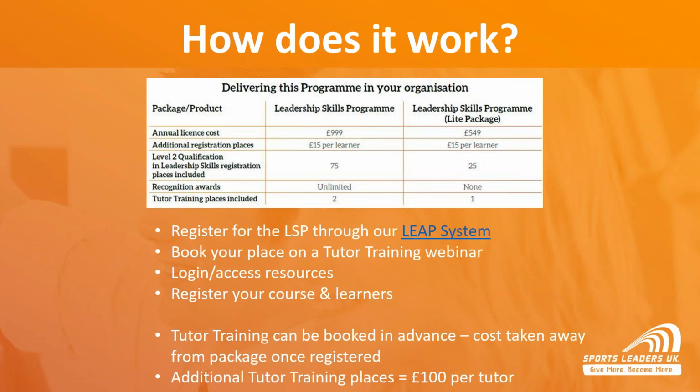We also have something called the Recognition Awards, which within that Leadership Skills Programme for 75 learners is a recognition of learning. So if there are not 75 learners going through the qualification side of things, so the actual quality assured aspect, then we basically can recognise learning. There's also included 2 tutor training places in that, so you can have 2 staff trained through an online webinar system, which they will then be able to go off and deliver that course.